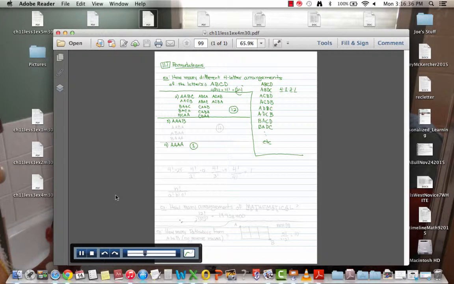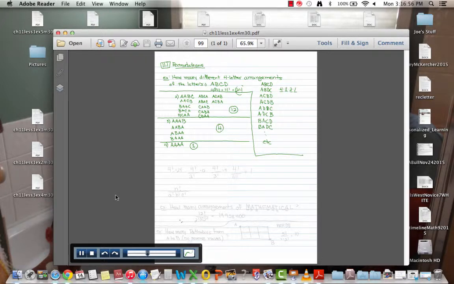Now if I try AAAB, I don't need to pause the pen because it only takes this long to write all the possibilities. That B basically can go in any one of the 4 spots. So you only have 4 arrangements.